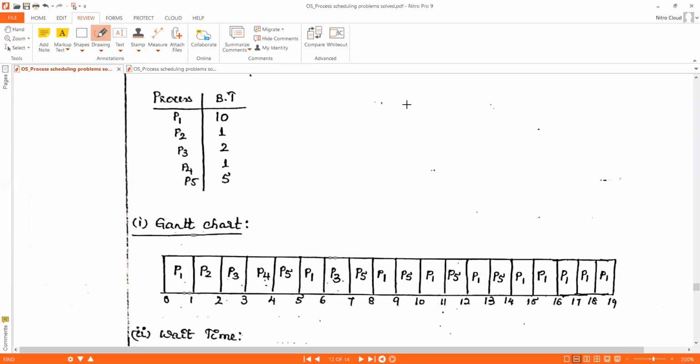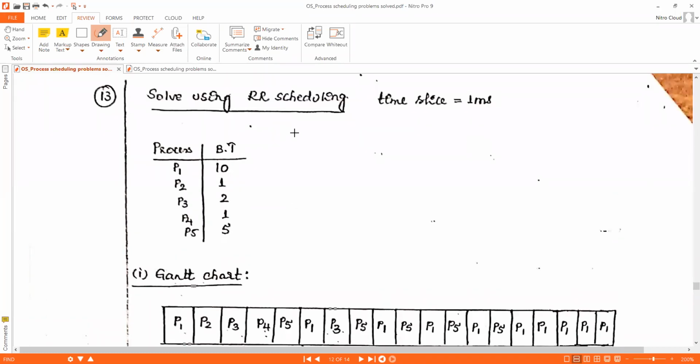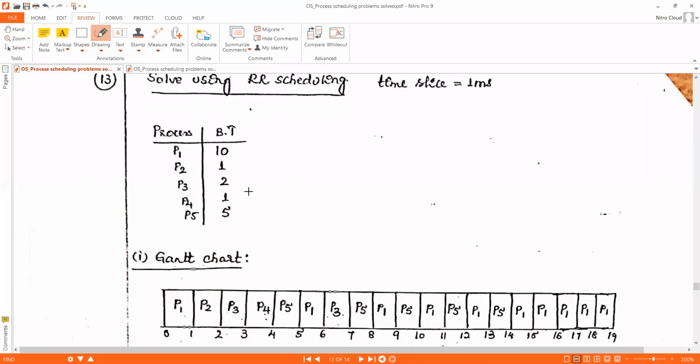Okay, here they didn't give any arrival time. So we need to assume that all the processes arrived at clock time 0, and the order of arrival is process 1, process 2, process 3, process 4, and process 5. First the CPU will be allotted to process 1, and it will execute process 1 for 1 millisecond, because the time slice is 1 millisecond.